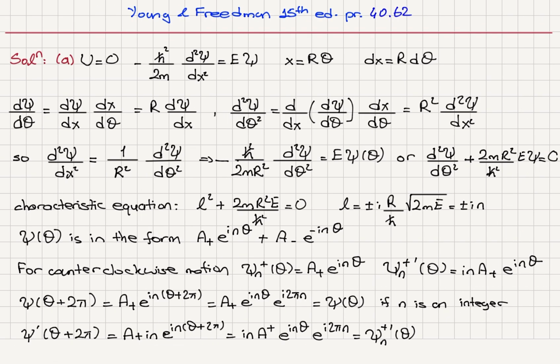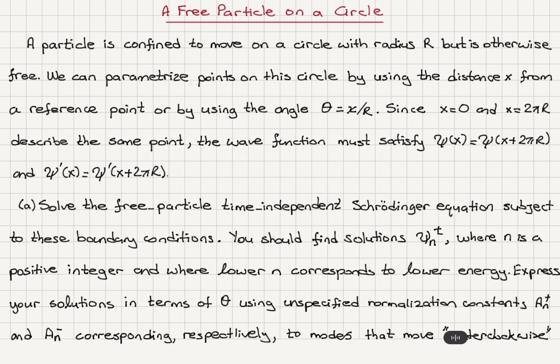Okay, so we have a free particle confined to move on a circle with radius capital R. First, we were asked to parameterize points on the circle by using distance x from a reference point on the circle, and the angle theta is x divided by capital R. Since we have periodicity with capital R or in angle 2 pi, the wave function must be the same at the beginning and at the end point because those 2 points are the same, and the derivatives must be the same.